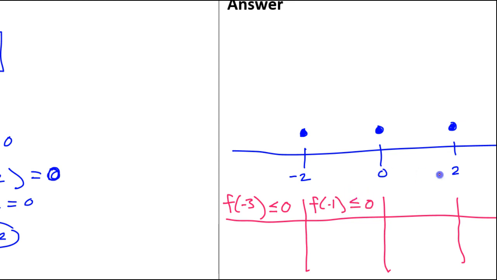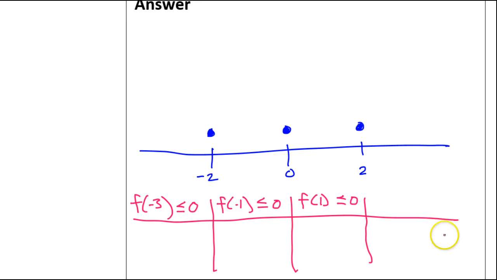How about between 0 and 2? The obvious choice is positive 1. Will the function be less than or equal to 0 here? And then we need a test value greater than 2. So how about 3? Will the function be less than or equal to 0 here?